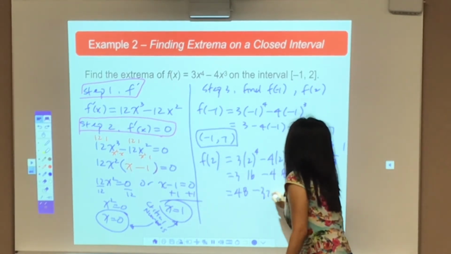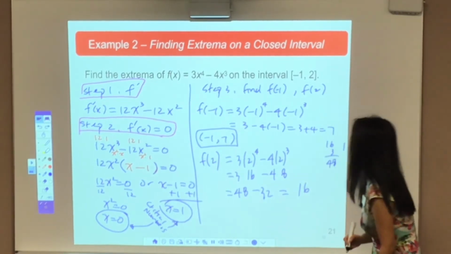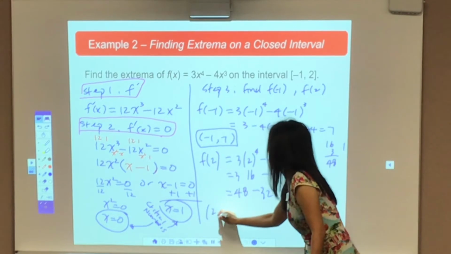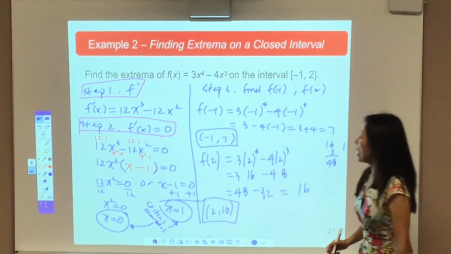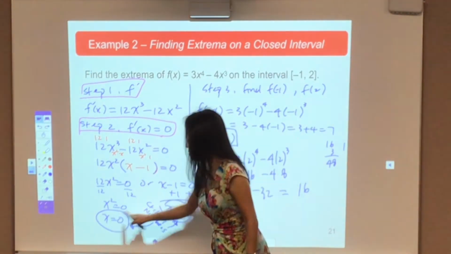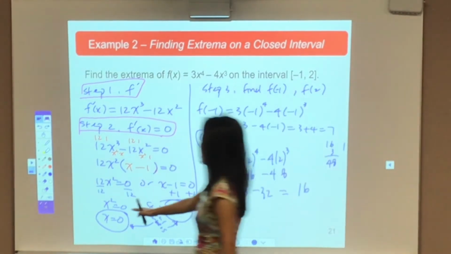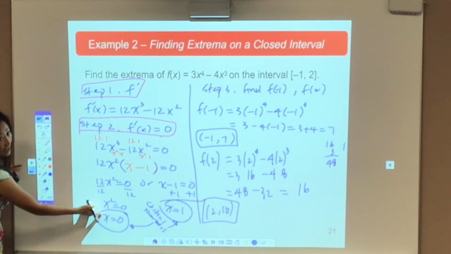32. So I get a 32, what? 6, 16. So the other point is what then? 2 and 16. That's another point. So I still have to find what? The critical points. We haven't done it yet. We got the critical numbers, but we didn't find the y value. So let's find the y value for this.